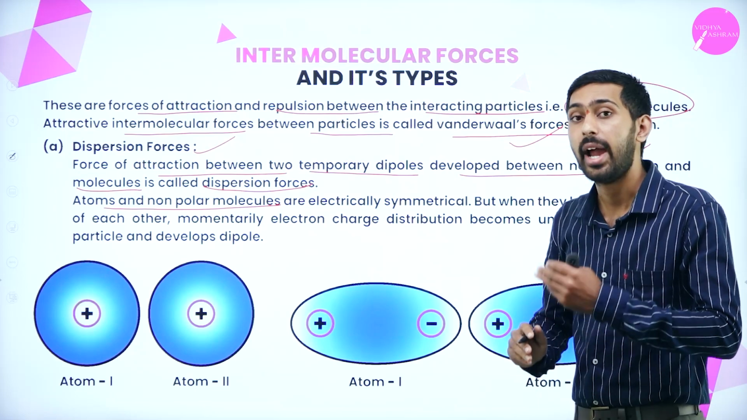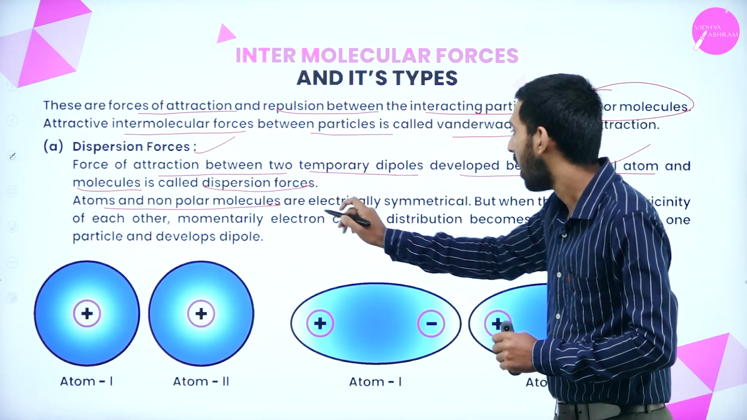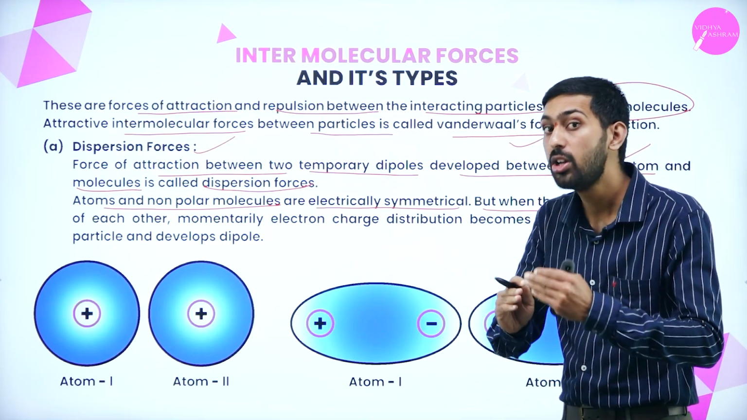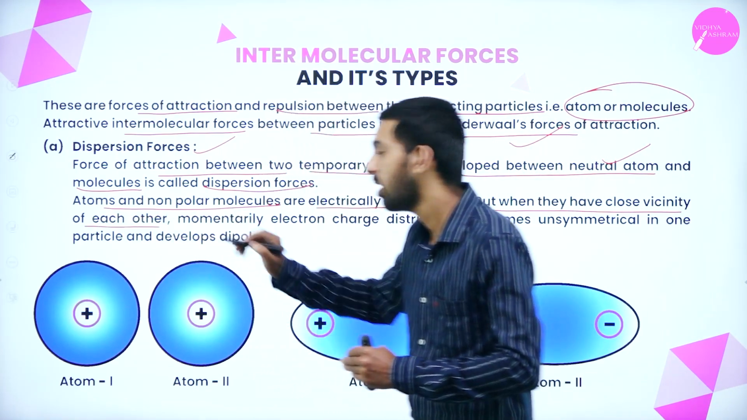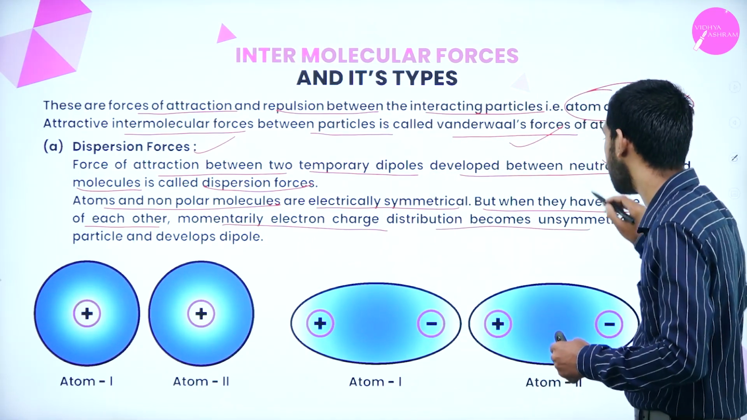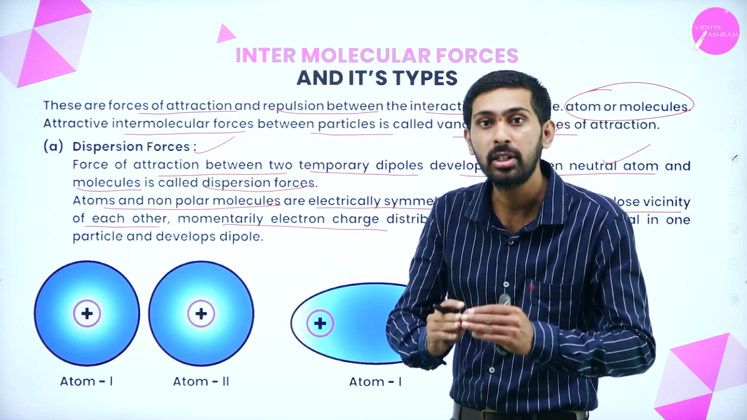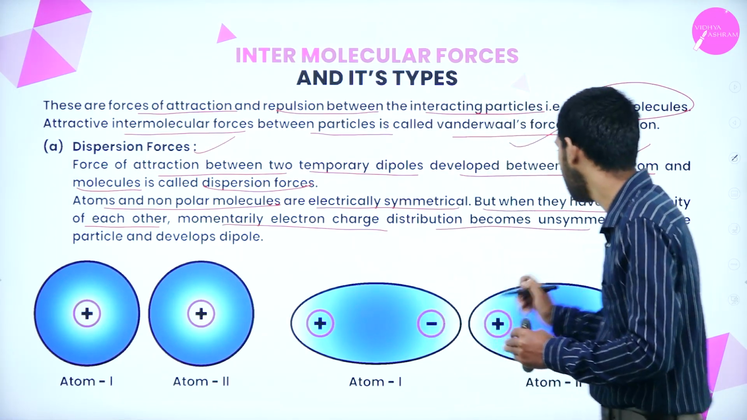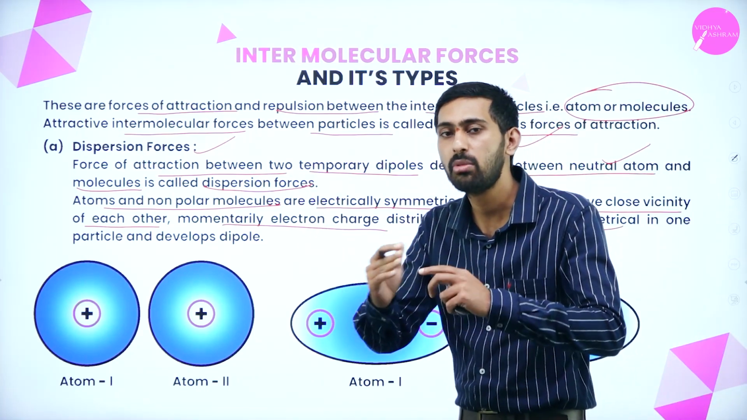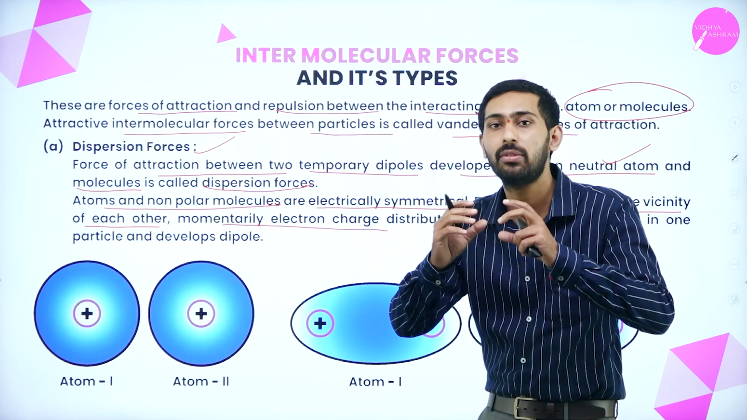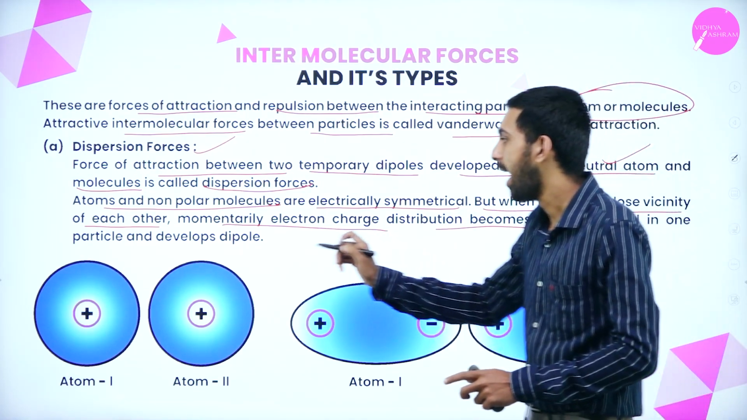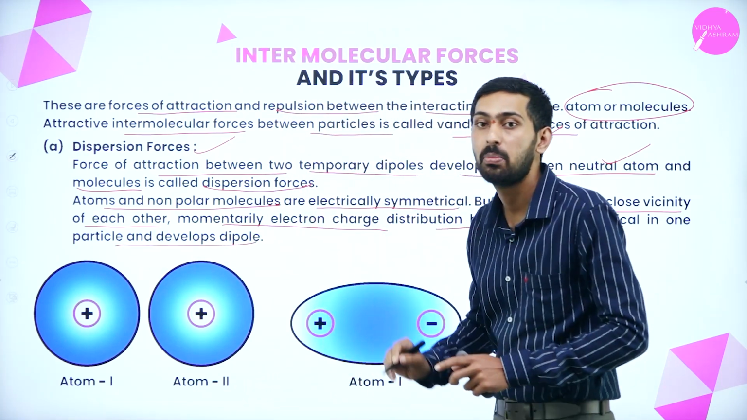Now let us take atoms and non-polar molecules, which are electrically symmetrical. But when they are in close vicinity to each other, what will happen? Momentarily, electron charge distribution takes place. Then what will happen? It becomes unsymmetrical. If an electron gets excited from one form to another, what will happen? An unsymmetrical distribution of charge takes place. So they have said it is unsymmetrical, and it develops a dipole.